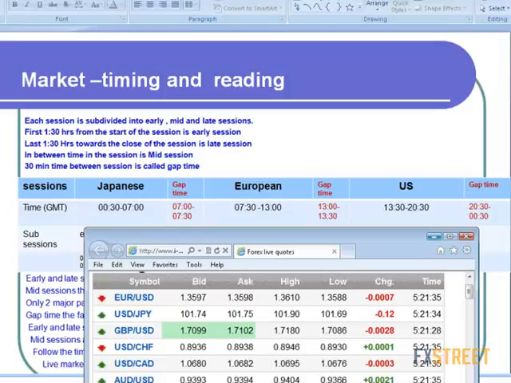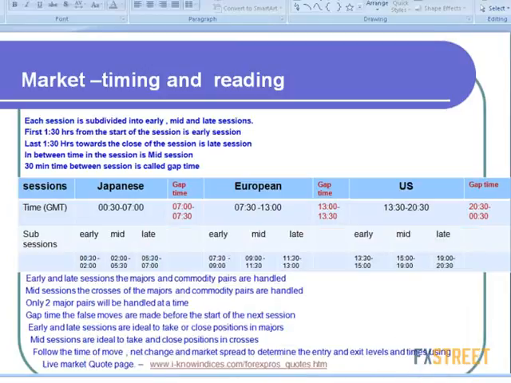So at the moment, they are handling Aussie and also GBP, and they are focusing on them. The other currencies, they are simply holding. So you have to identify those currencies and try to take positions in them so that you'll be able to quickly book profit.